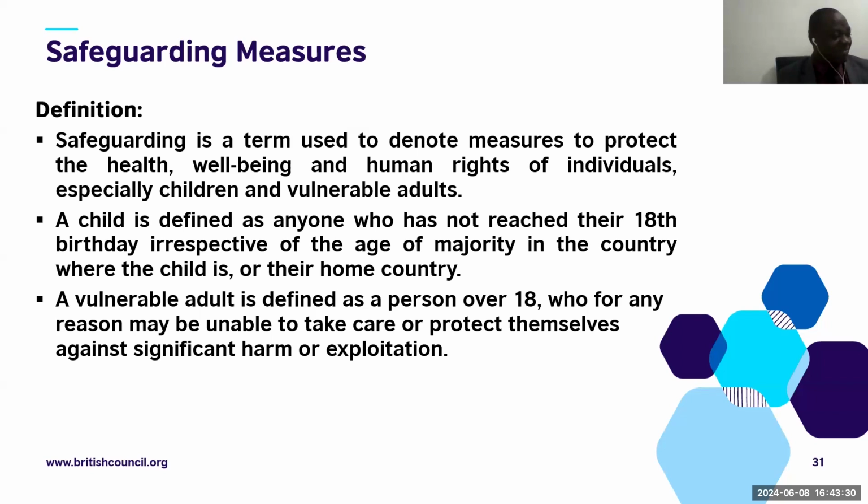I know the age of majority changes from one country to another, but the official definition is people who are under 18 years old. So it's a child from birth until he reaches 18. And then we also have what we call vulnerable adults. Vulnerable adults are adults over 18 who, for any reason, are unable to take care of themselves or protect themselves against significant harm or exploitation. It could be some disabled adults, or adults with some kind of mental health problem that makes them very vulnerable to abuse.